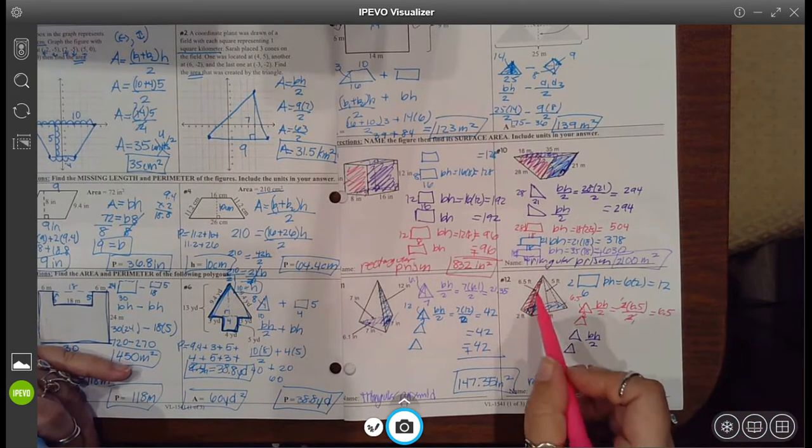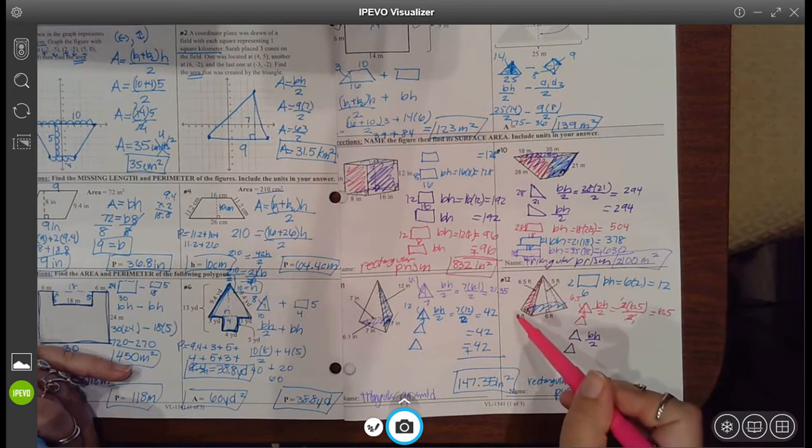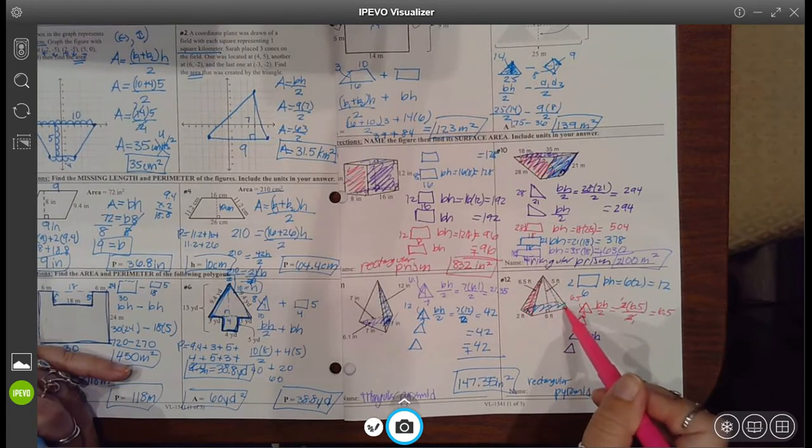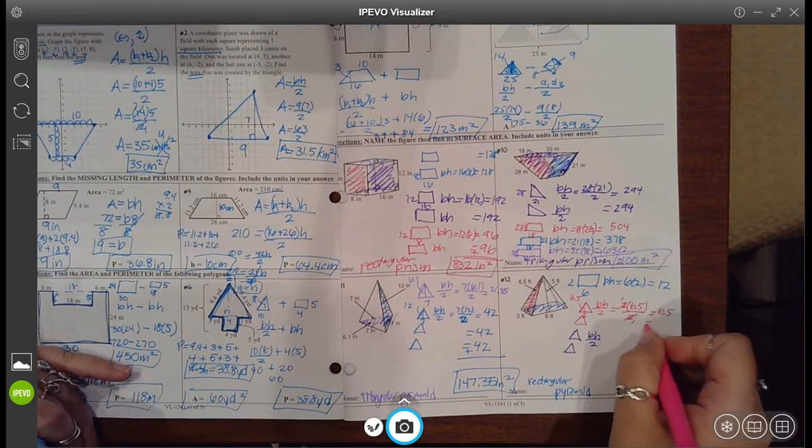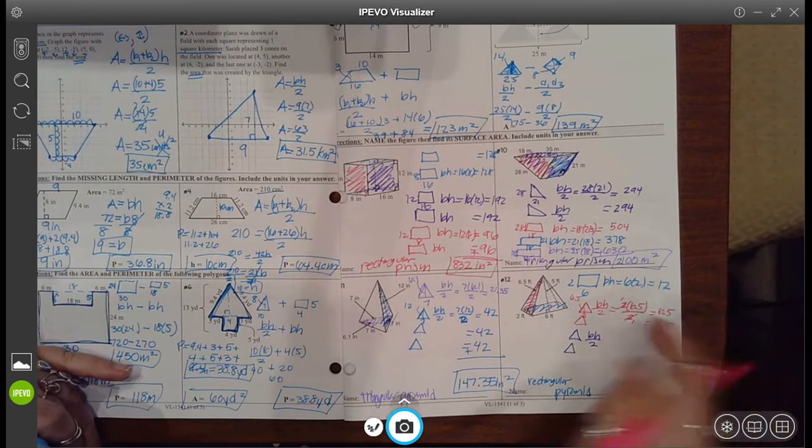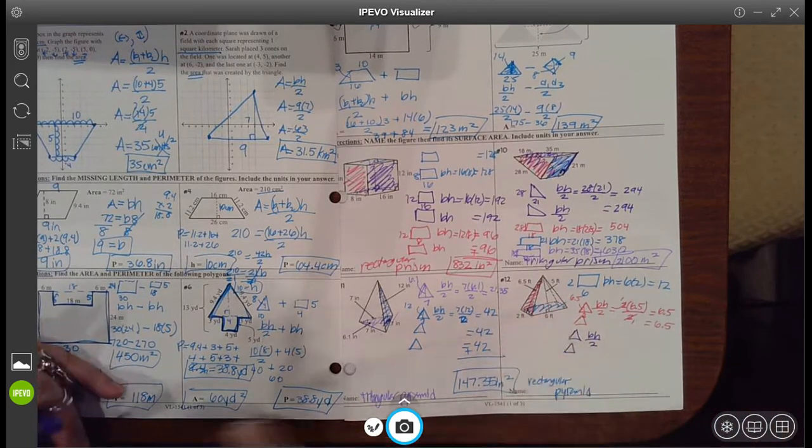Whatever the left is, the right's going to be the same, because if this base is 2, then that length is 2 as well. And so then this has the same base length for that triangle, so the height's going to match. So 2 triangles that are 6.5, because the left and right are going to match.